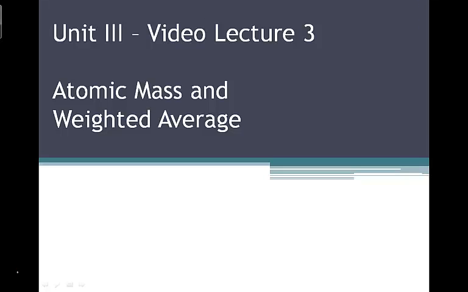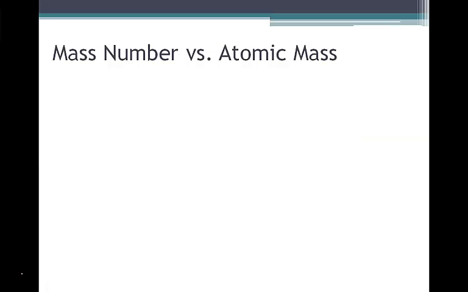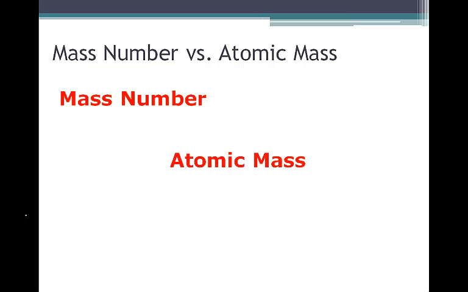Unit 3, Video Lecture 3, Atomic Mass and Weighted Average. Before we start, let's talk about the difference between mass number and atomic number. Remember, the mass number is the sum of the protons and the neutrons. The atomic mass is the weighted average of all of our naturally occurring isotopes.